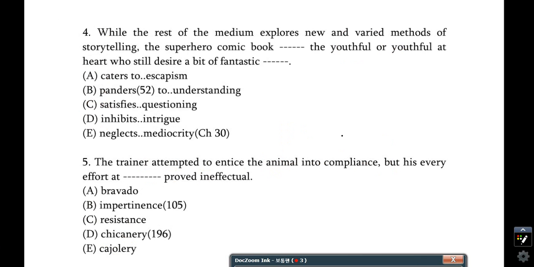Number 4, while the rest of the medium explores new and varied methods of storytelling, the superhero comic book blanks the youthful or youthful at heart who still desire a bit of fantastic blank. So whatever the second blank is, it has to be able to be fantastic. Escapism is fantasy, is not understanding necessarily. Questioning is not necessarily understanding. Intrigue is, it can be exciting, so that could be, and there's no such thing as fantastic mediocrity, which is fantastic middleness or passive boringness.